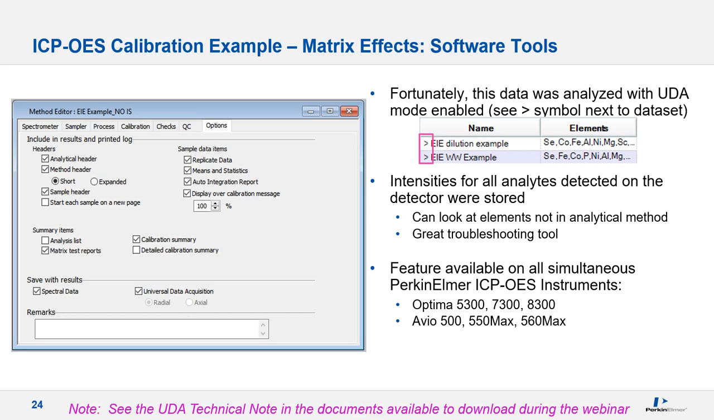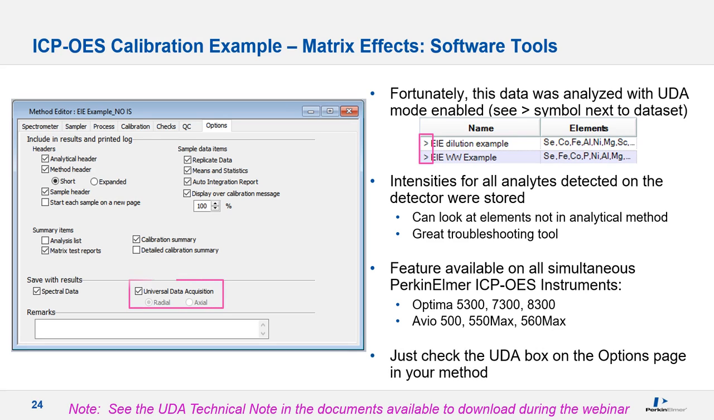This is a great troubleshooting tool and lets you go back and look at elements that were not in your original analytical method to see if there might be an EIE or other element causing the issues. This feature is available on all simultaneous PerkinElmer ICP-OES instruments. All you need to do is enable it on the Options tab of your method when you collect your samples. Just check the UDA box on the Options page. I've also included in the handouts section our technical note on UDA that you can download to learn more about this feature.